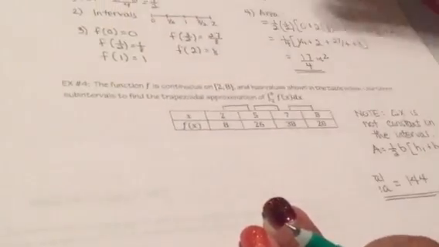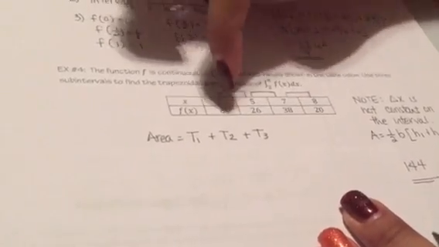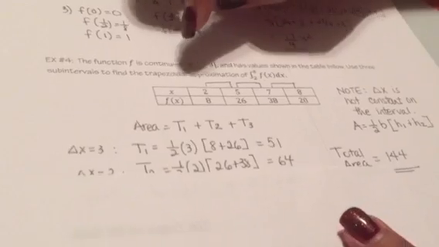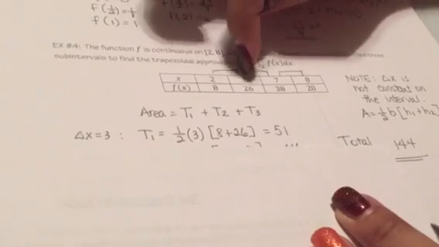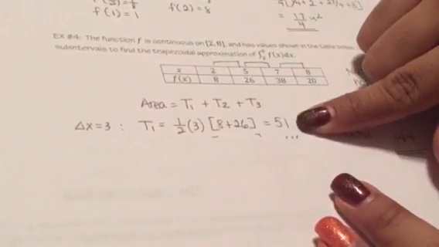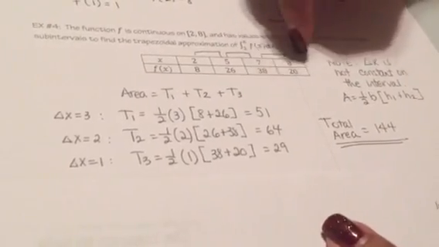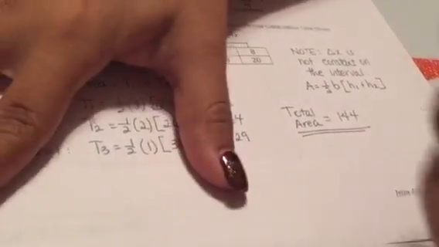So we're going to have to calculate the area of the trapezoids separately and then add them up. We're going to take the area of the trapezoid between 2 and 5, and then between 5 and 7, and between 7 and 8. For the very first one, our change in x is 3. The half is from the formula. Then we take our base 1 plus our base 2. Multiply all that out, and it gives us 51. Do the same thing between 5 and 7, and the same thing between 7 and 8. We get 3 areas. Add them up, and it gives us a total area of 144 units squared. And that is all on the trapezoidal rule.